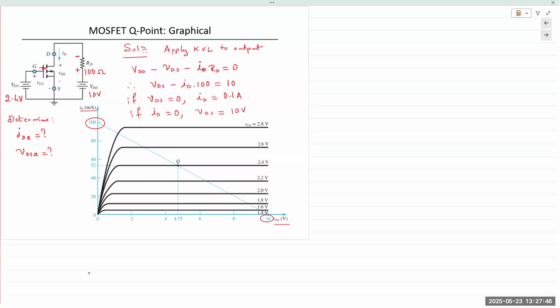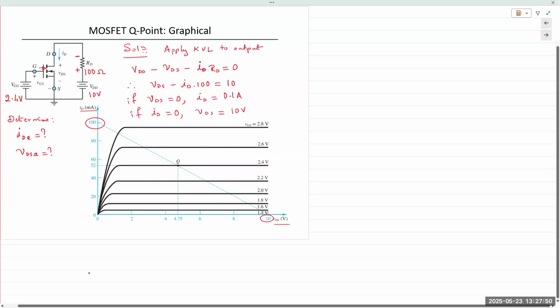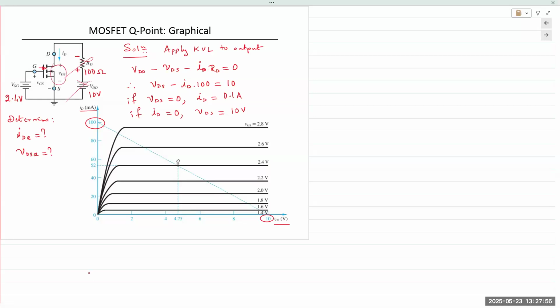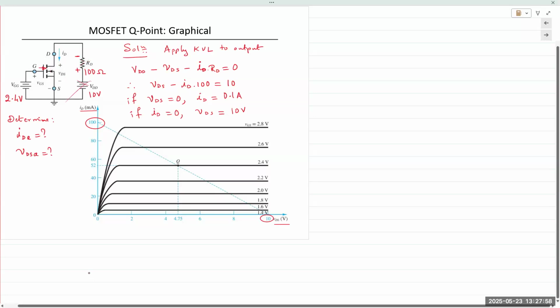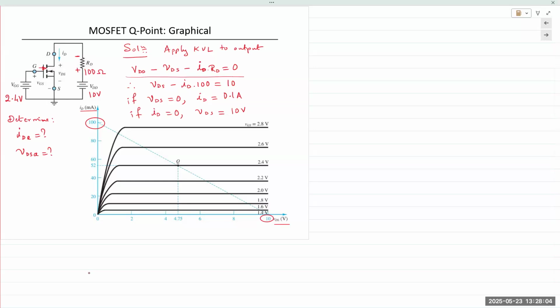Okay, so if you apply KVL on the output side, we have three voltages, VDD, ID RD, and VDS. They should sum up to 0. So that's what we have here. Plug in the values for RD, and we obtain VDS minus 100 times ID is equal to 0. Two unknowns, one voltage, one current.